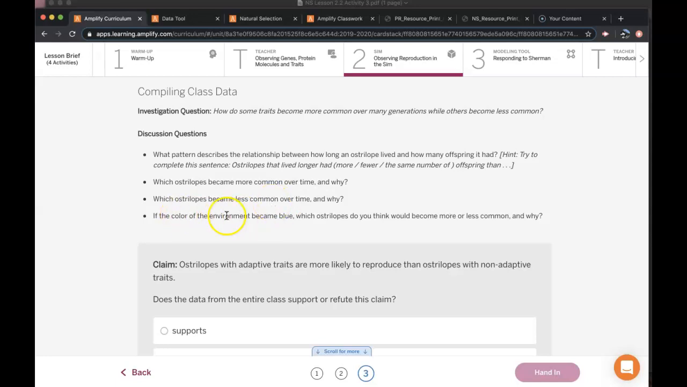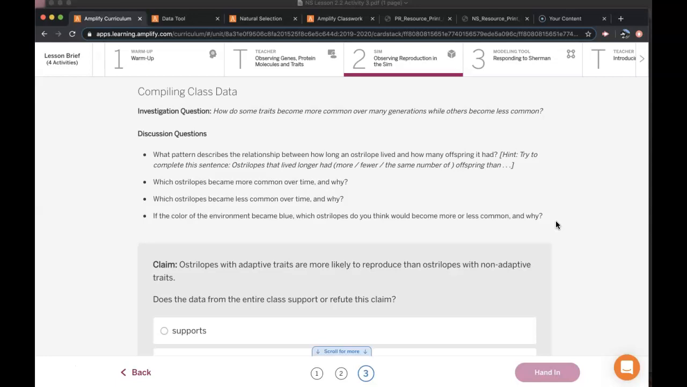So, if the color of the environment became blue, which Australopes do you think would become more or less common and why? Well, Australopes with blue color traits would become more common because they'd be camouflaged and survive longer. That blue color would then be an adaptive trait, which is like the activity we did in 2.1. So they could have more offspring. Australopes with green and yellow colors would be more likely to be eaten by predators before they could have more offspring because yellow and green would be a non-adaptive trait.